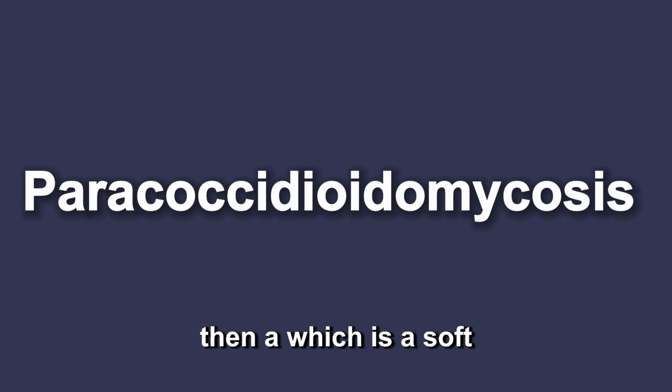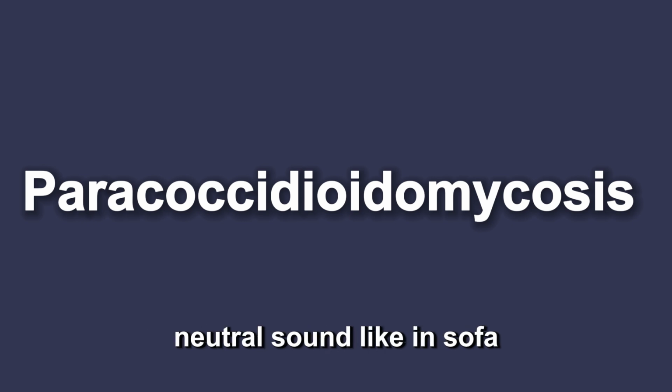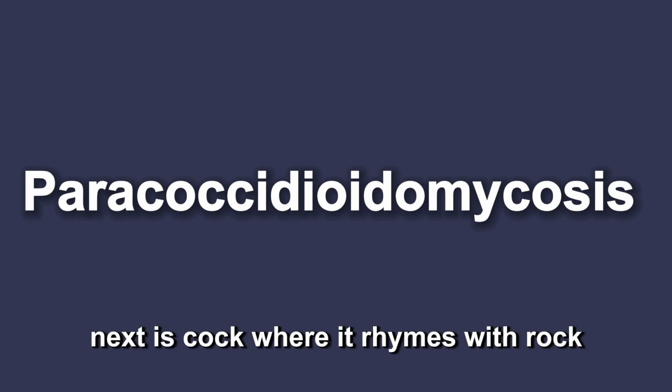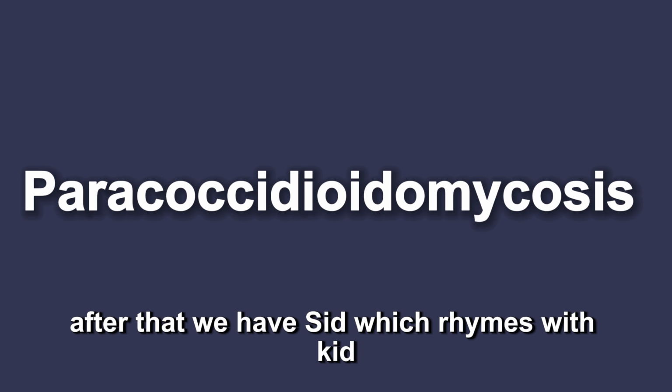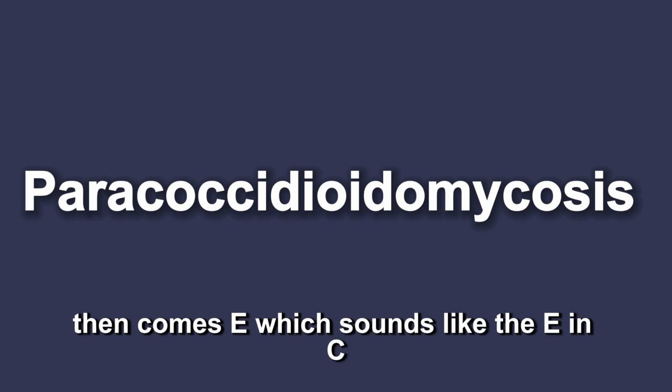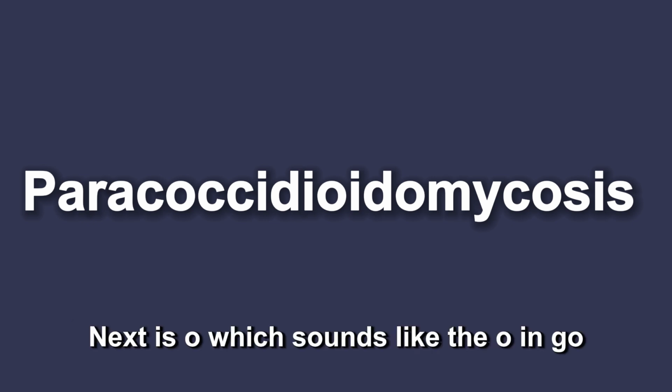Then a, which is a soft, neutral sound like in sofa. Next is cock, where it rhymes with rock. After that, we have sid, which rhymes with kid. Then comes e, which sounds like the e in see. Next is o, which sounds like the o in go.